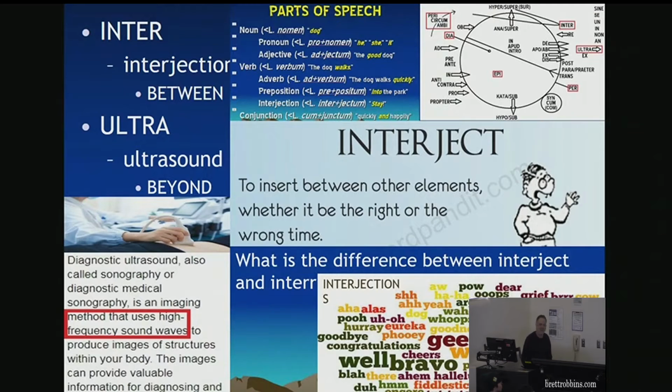And then ultra means beyond, okay? So ultrasound is that instrument that is used, as it says here, diagnostic ultrasound, sonography, imaging method using high frequency sound waves to produce images of structures. So you're using sound waves to produce images, and that's why it's called beyond sound, because it goes beyond the usual sound spectrum. It's not a very common prefix, but we're doing our best to cover all of the most important ones. And so every once in a while you're going to encounter it.